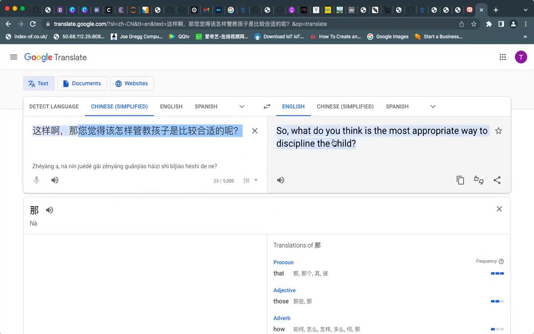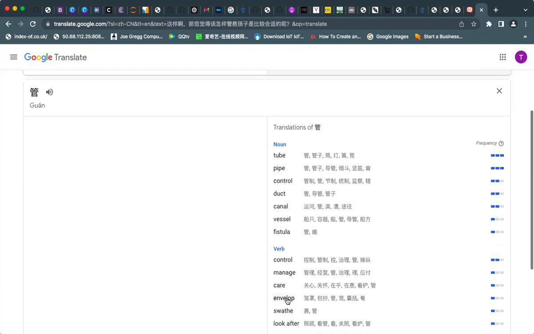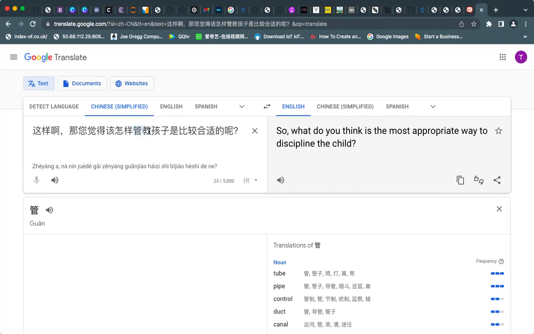Okay, we're just gonna try to get the translation here. We touched on this one, "guan", if you remember. We said it has to do with control or manage, right? So if it's combined with this one, "jiao", which is to teach, you're now managing and teaching together, and the combination gives you the word discipline. "Guan jiao" is to discipline children, right? So she's asking which one is the most appropriate way.